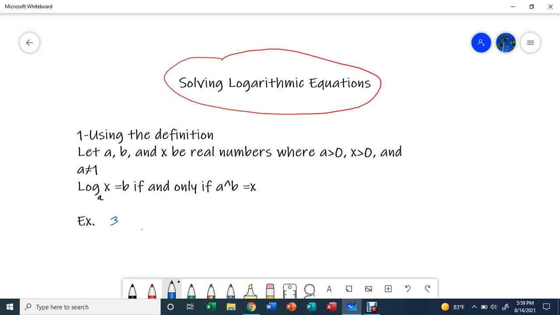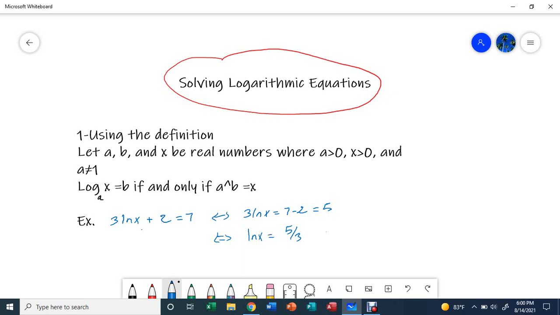3 ln of x plus 2 equals 7. Let's first subtract 2 from both sides. So it's going to be 3 ln of x equals 7 minus 2, which is 5. Then divide both sides by 3. So ln of x equals 5/3.